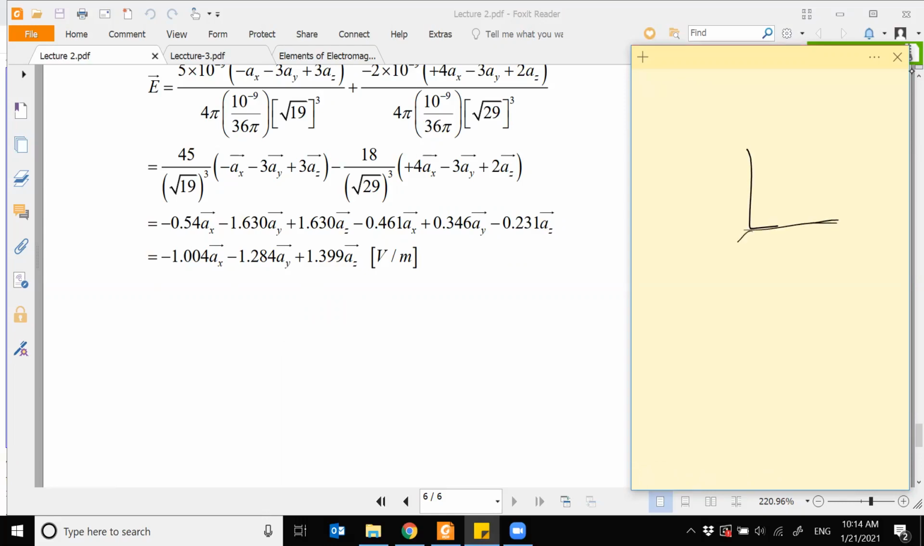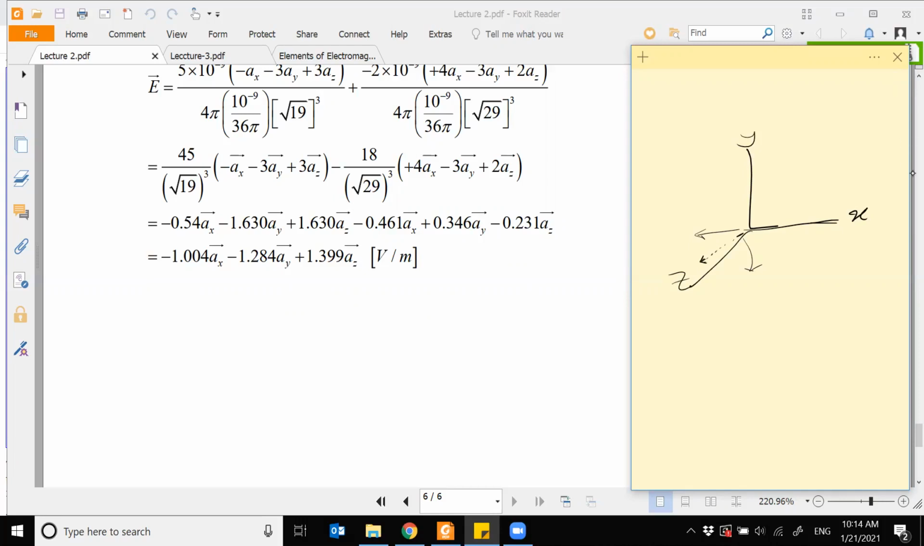So if it is X, Y, and Z, it is in this direction is my minus aX, and this direction is my minus aY, and the positive direction is my aZ. So the resultant of all these three will go something like this. So it is in this direction. So this is what I told you.